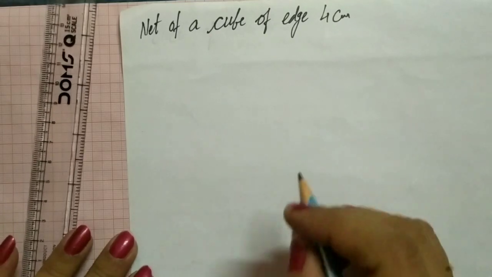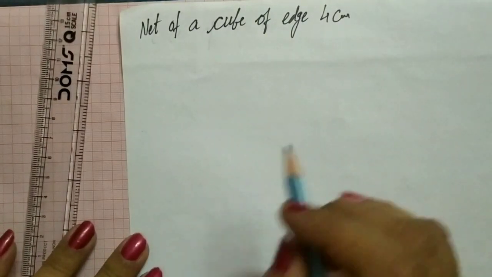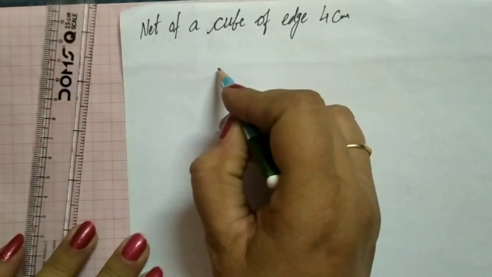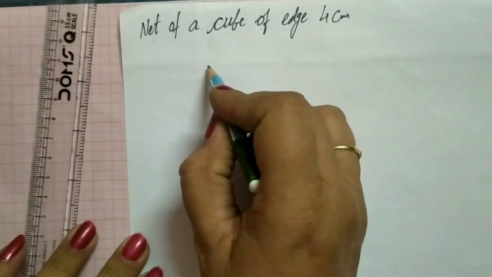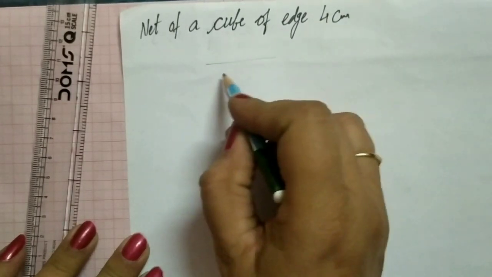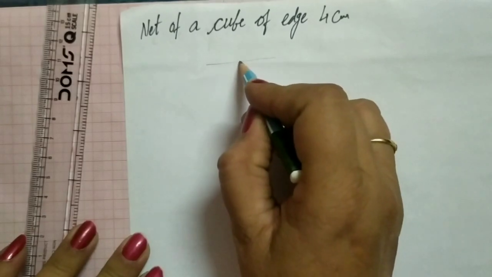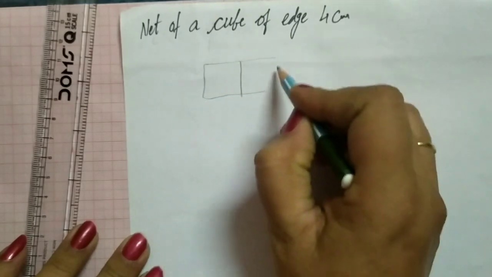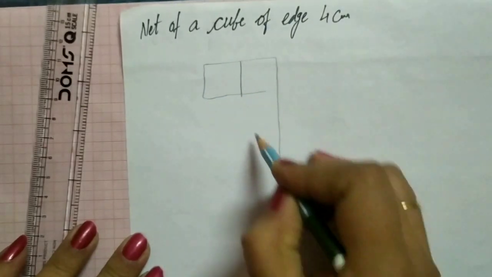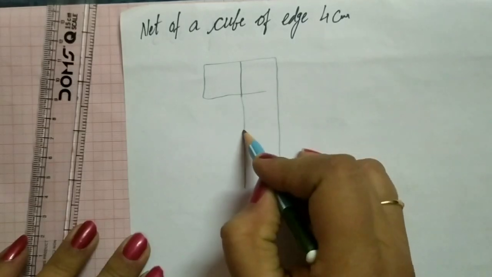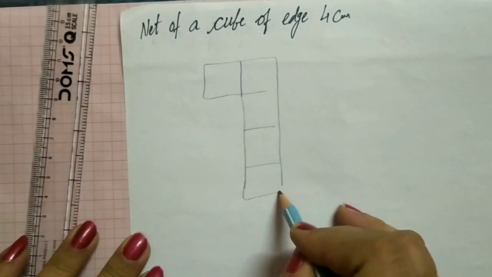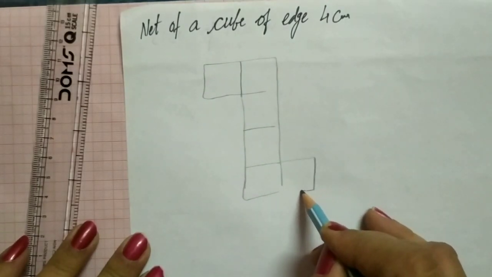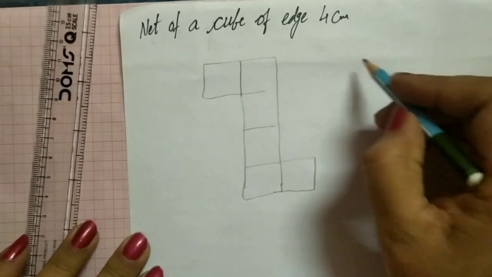Let's draw the net of a cube of edge 4 cm. Here is the rough sketch of the net of the cube. As its edge should be 4 cm, it will be like this, 4 cm, because there are a total of 6 faces of a cube, so the net of the cube would look like this. 1 2 3 4 5, and the 6th face can be attached over here.